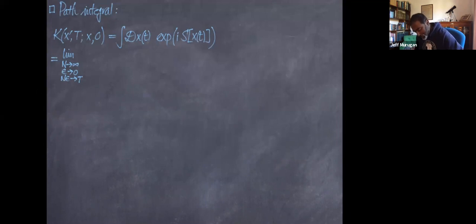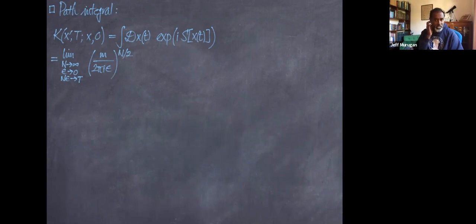And sitting in here is this factor that we found was m over 2 pi i epsilon raised to the n over 2. I think it was Nitin who questioned last time how we take this limit, because epsilon is going to 0 and n is going to infinity. How do we take this limit in this prefactor? I'll show you with the free particle precisely how this limit is taken.